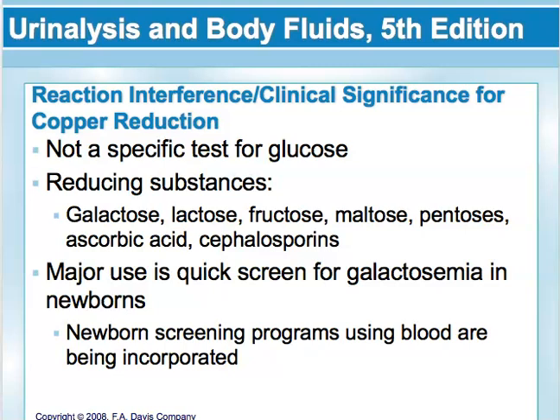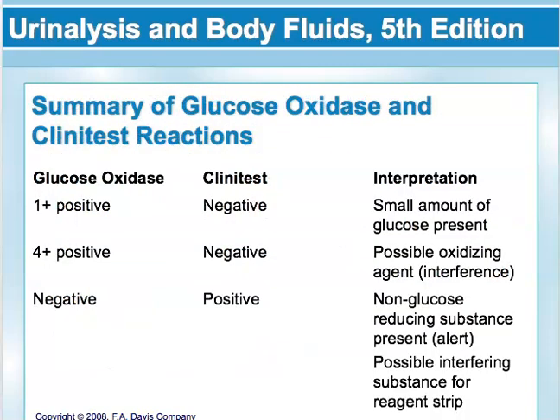All states now screen for galactosemia as part of their newborn screening programs because early detection followed by dietary restrictions can control the condition. Many labs also routinely screen all urines from patients ages birth to 2 years for the presence of reducing substances. So if the reagent strip result for glucose is negative, but the Clinitest is positive, this could indicate one of those inborn errors of metabolism. It's considered a critical or an alert value, so it has to be called to the nurse or to the doctor.